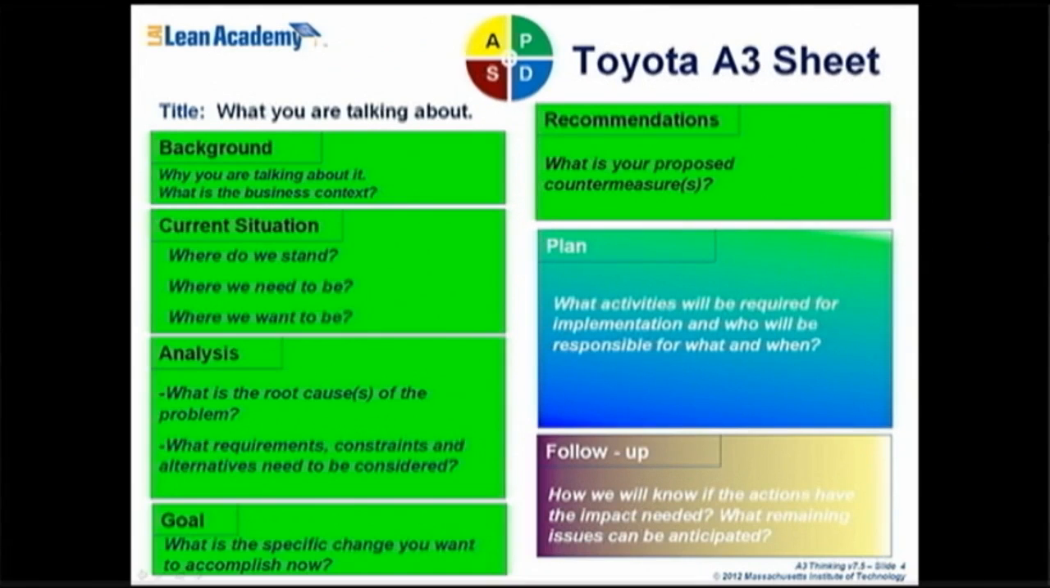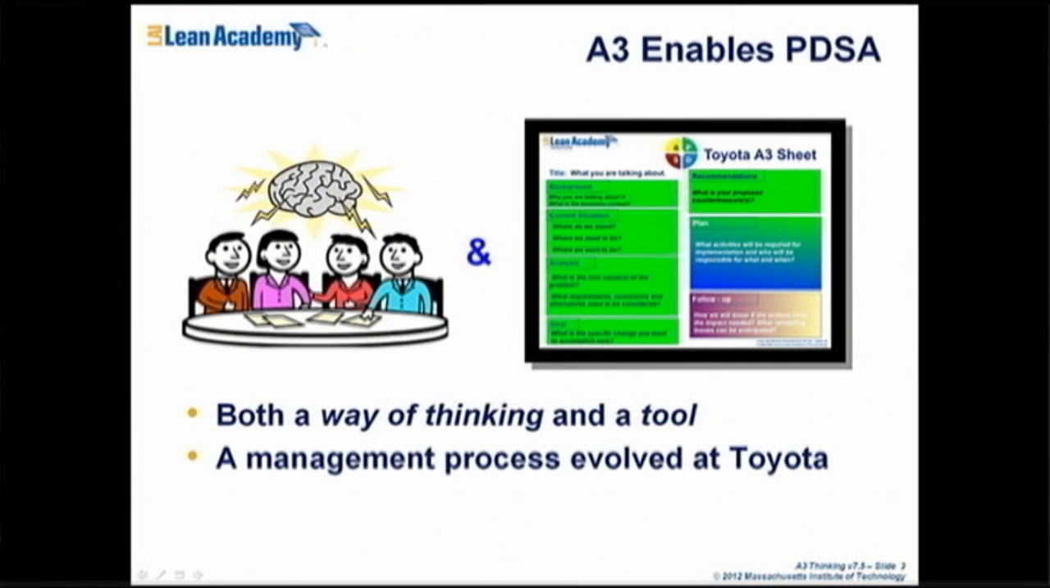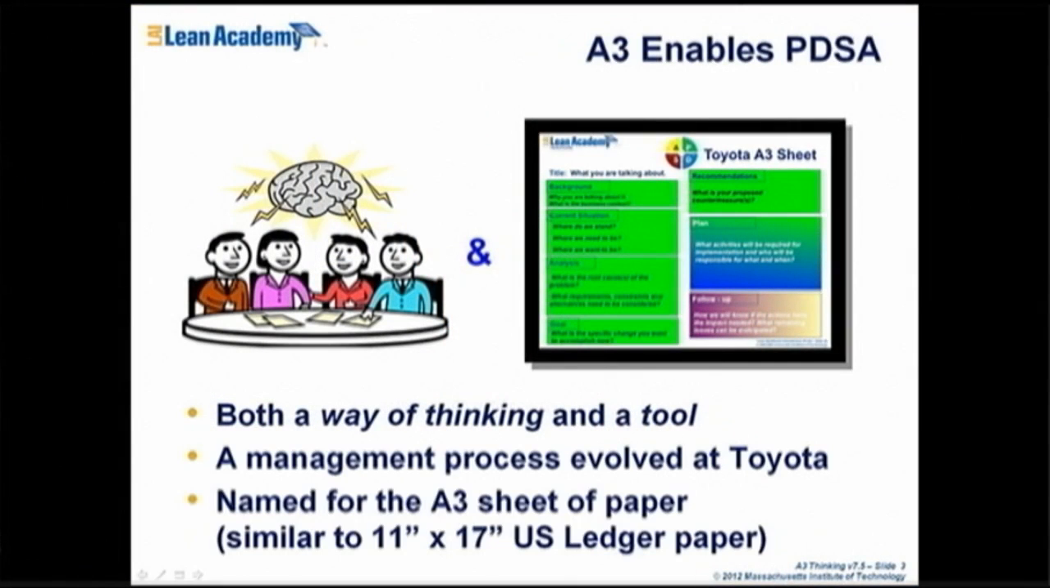And this is a snapshot of one particular version of an A3 tool up in the corner. So as we said in the goals for our module here, A3 is not just a tool, but it is also a way of thinking. It originally evolved as a management process from Toyota, and it's named for the A3 size sheet of paper, which is roughly 11 by 17. And it was chosen as the form for this particular exercise because it is the largest piece of paper that can fit through a fax machine in Japan.